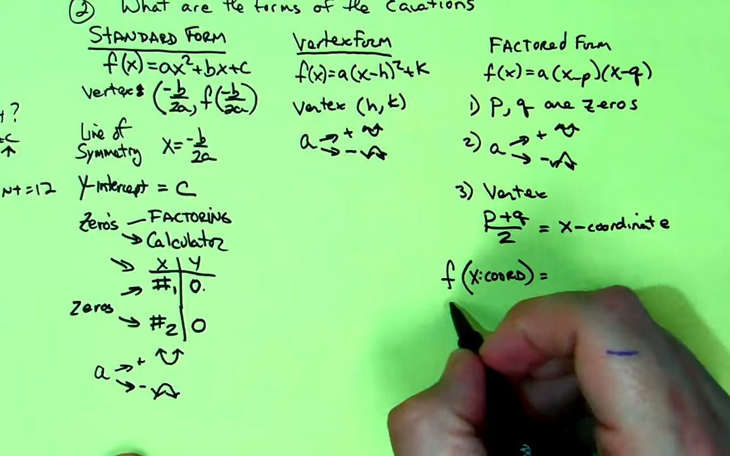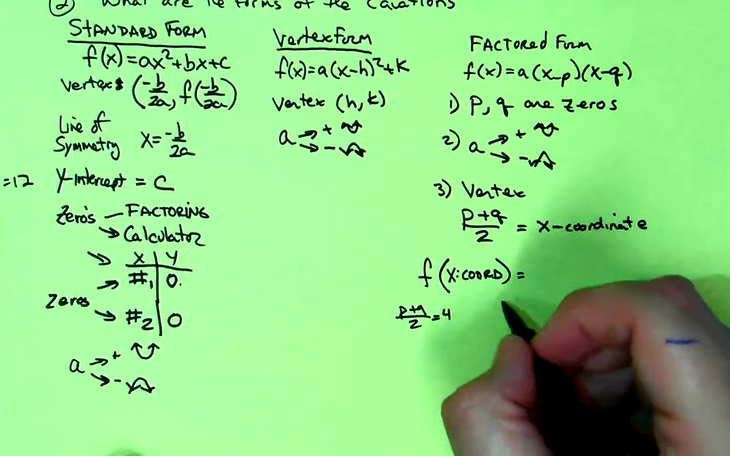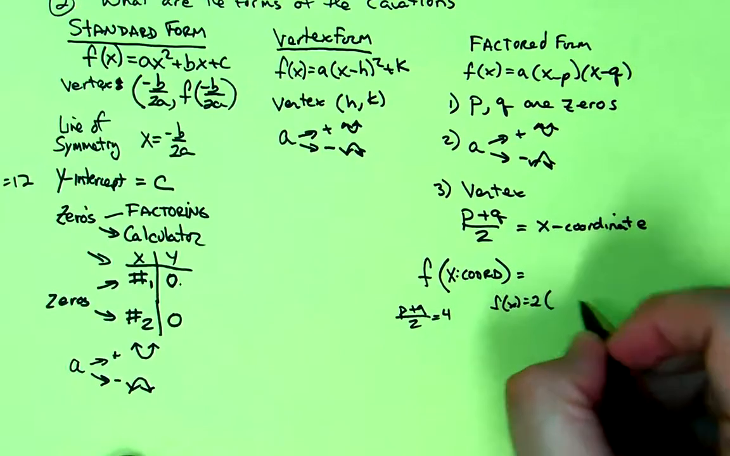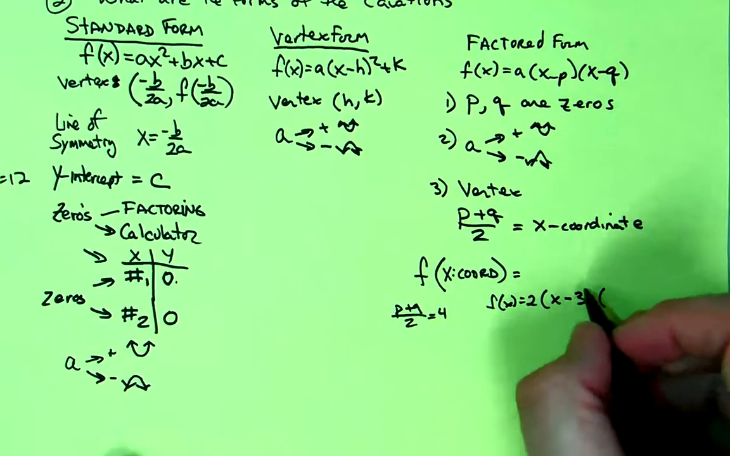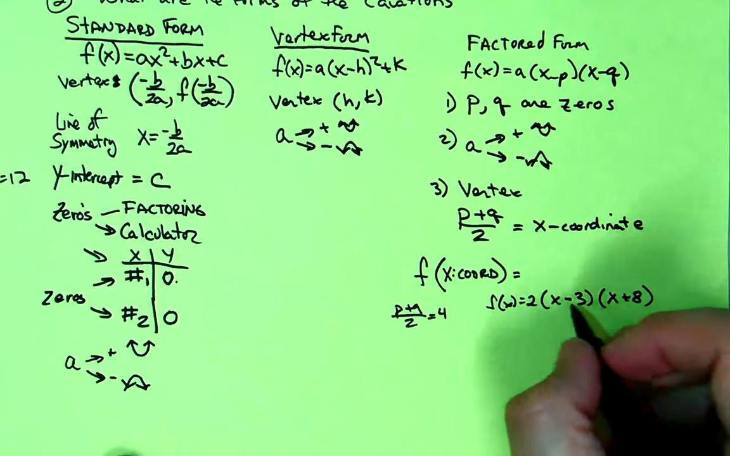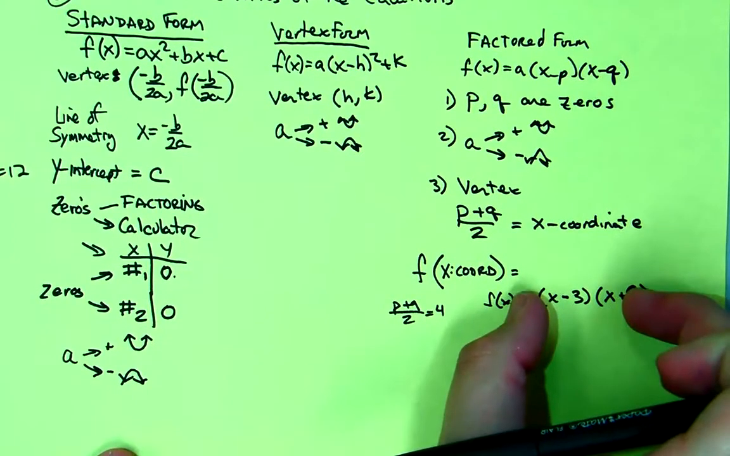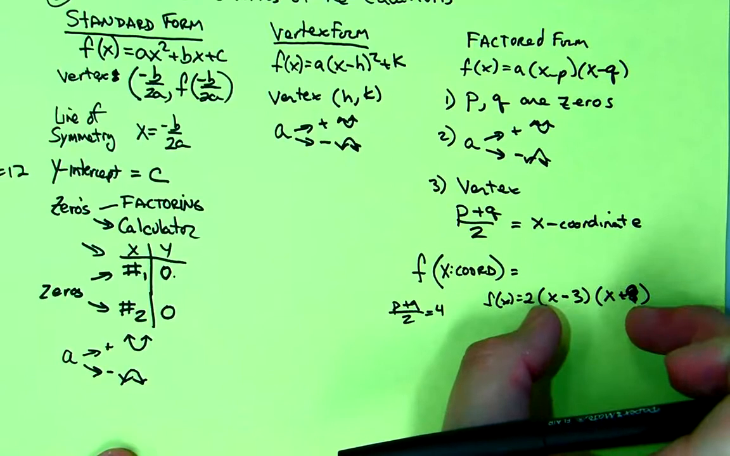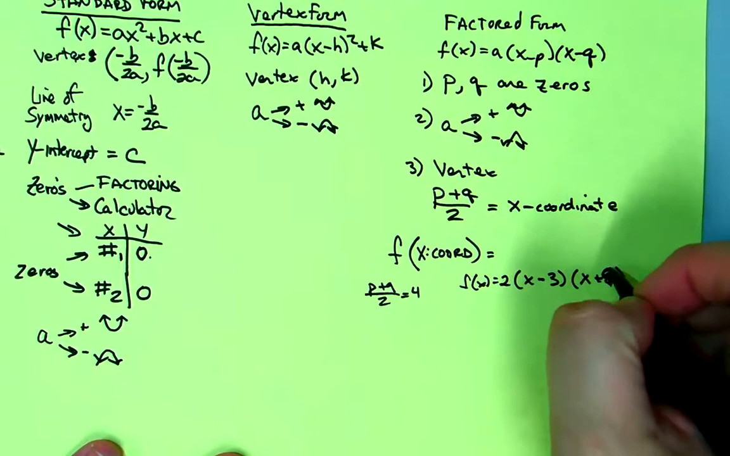So, for example, if you got p plus q over 2 to be equal to 4, and you had the function f of x is equal to 2 times x minus 3 times x minus 5, I need a distance of 8 between the zeros. We'll put a 5, x minus 5 there.